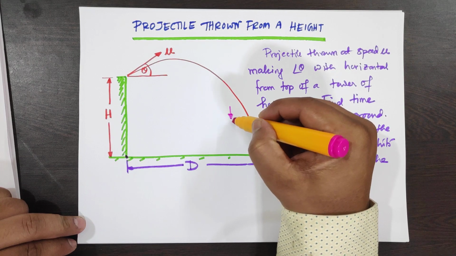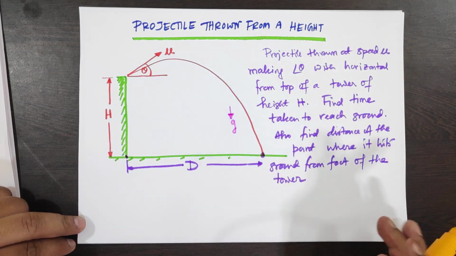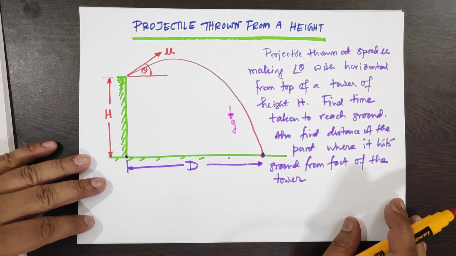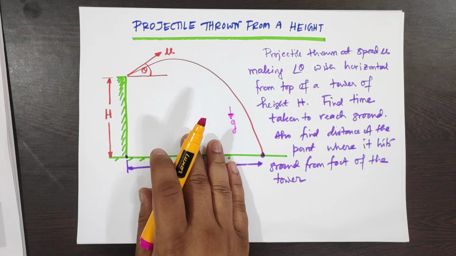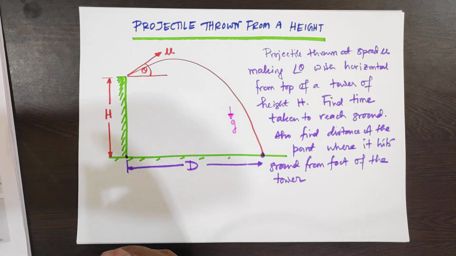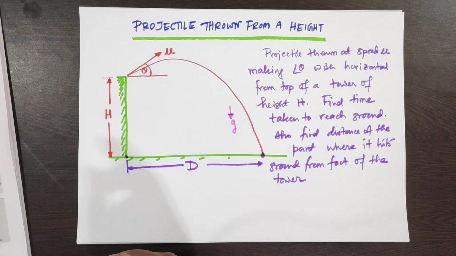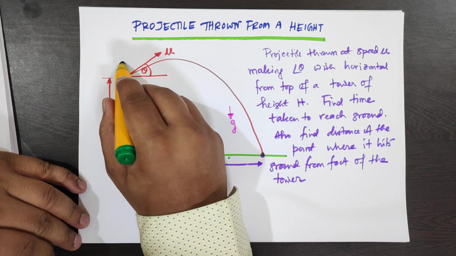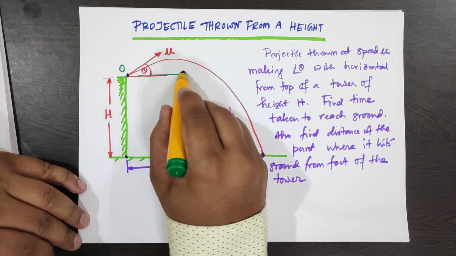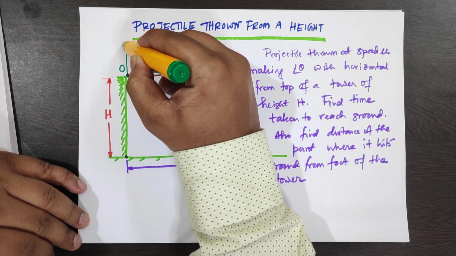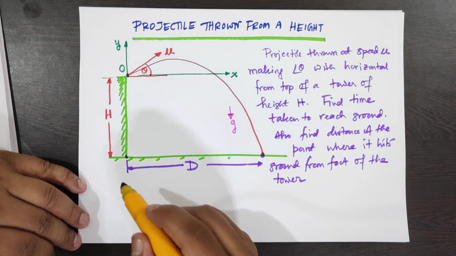Now what was our thumb rule for solving problems? First, consider a coordinate system. As this is two-dimensional motion, first consider the x and the y axis, a pair of axes, and then accordingly, as these are all vector quantities, you can write u, v, whatever as vectors. Okay, so I'll go for this point as origin, and this is the x axis, and I'll choose y axis as upwards. If you want, you can choose y axis downwards.